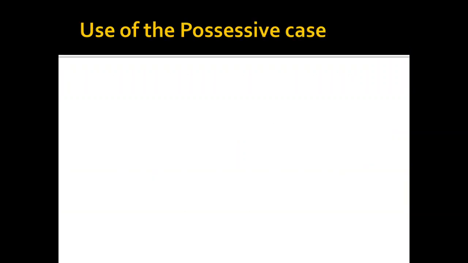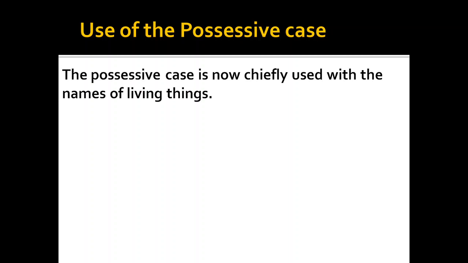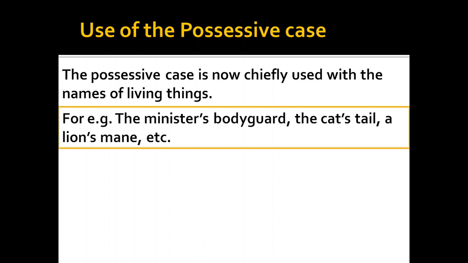Use of the possessive case. The possessive case is now chiefly used with the names of living things. For example, the minister's bodyguard, the cat's tail, a lion's mane, etc.